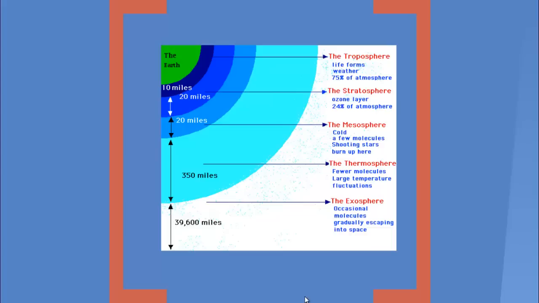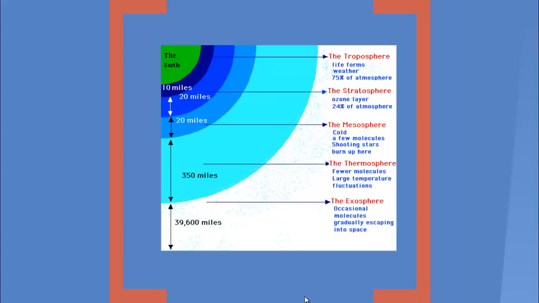Stratosphere is a little bit farther out. That's where the ozone layer is. If you guys have heard of the ozone before, it's going to help protect us from some UV rays. And then you go to the mesosphere. It gets a little colder. There's only a few molecules there, so there's not a whole lot of air out there, and there's very little in that area. And the thermosphere, a little farther out, fewer molecules.